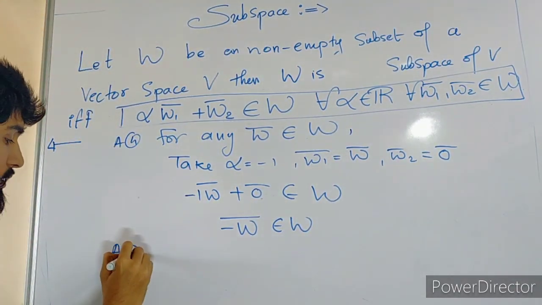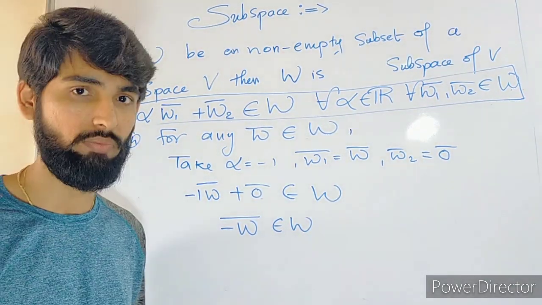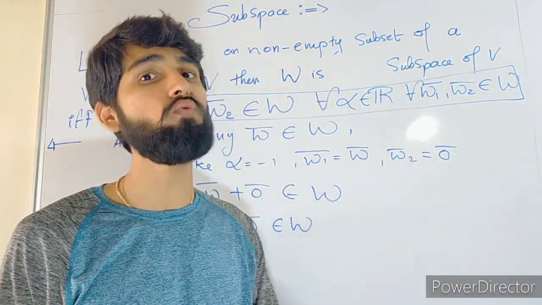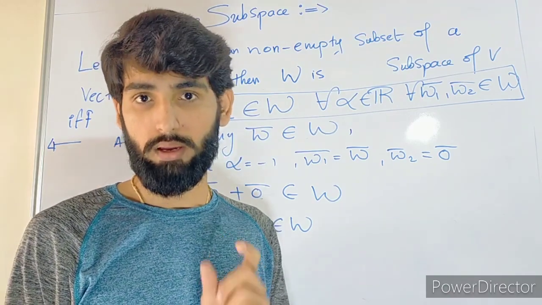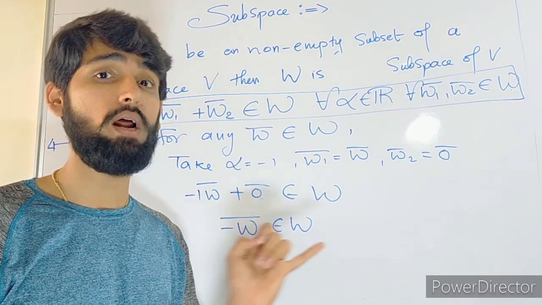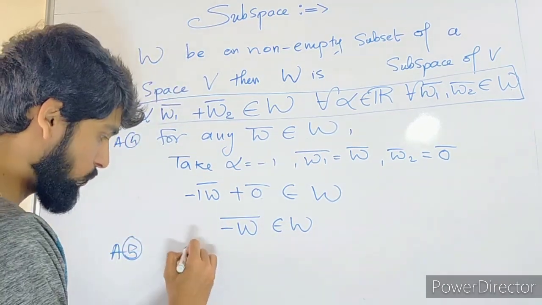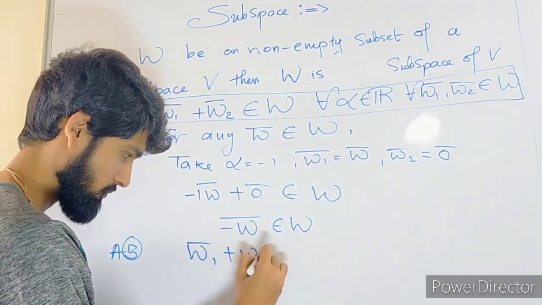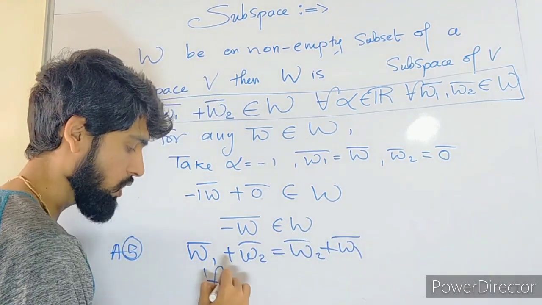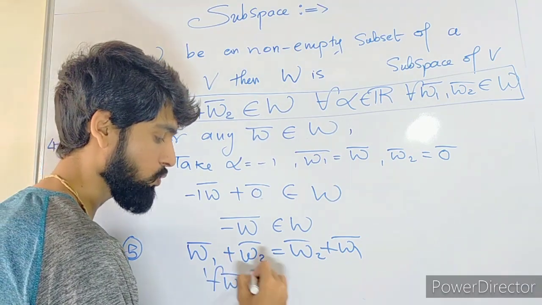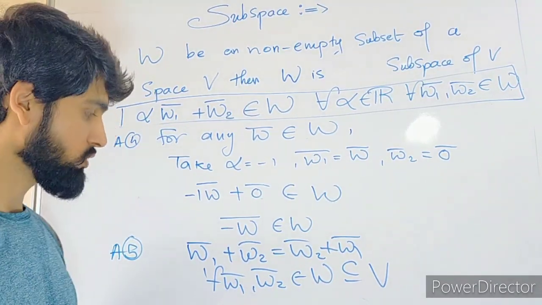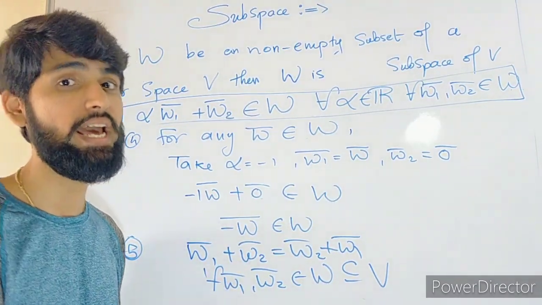The fifth one is nothing but the commutativity. If every element of V commutes, then every element of W will also commute. Correct? Hence we can say that this property is also inherited from V. If you want to write, you can write it like this: W1 bar plus W2 bar is equal to W2 bar plus W1 bar for all W1 bar, W2 bar inside W, since it is a subset of V. Correct? So this is also one of the properties which is getting inherited.